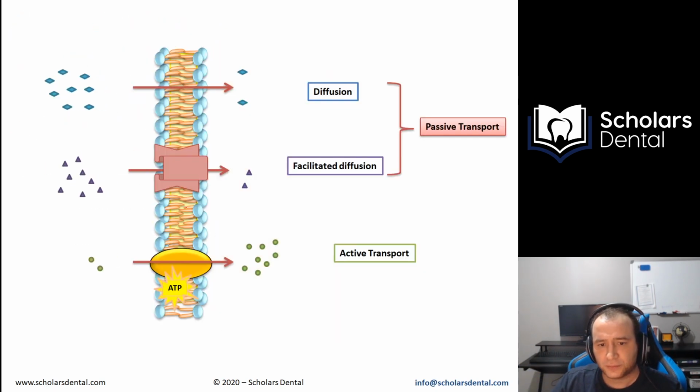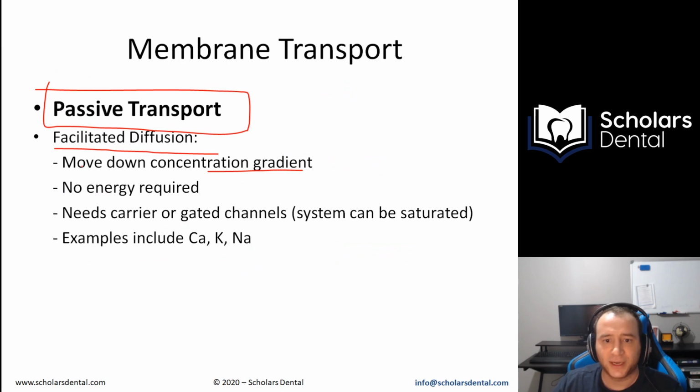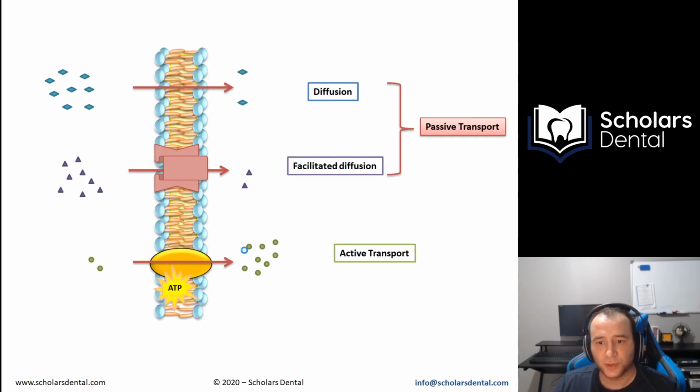So what does that mean first? So let's start from the beginning. Facilitated diffusion. It uses the concentration gradient, so no energy required. But since it needs a carrier or a channel, that means it can be saturated. And this is an example of basically these ions, potassium, calcium, or sodium, okay?